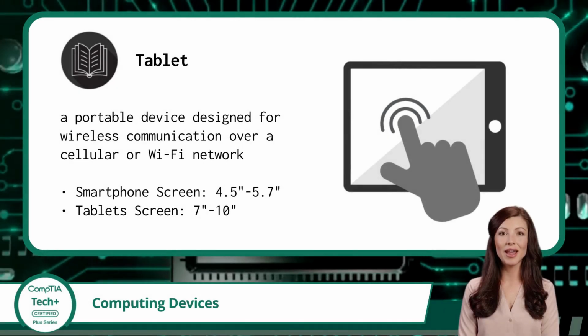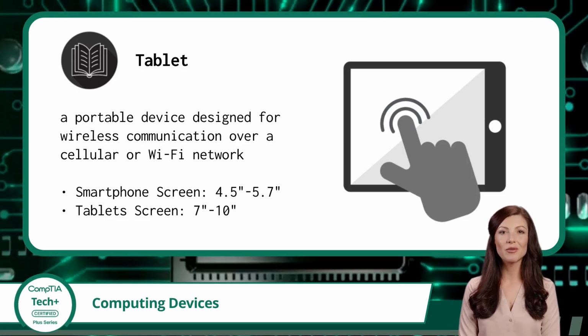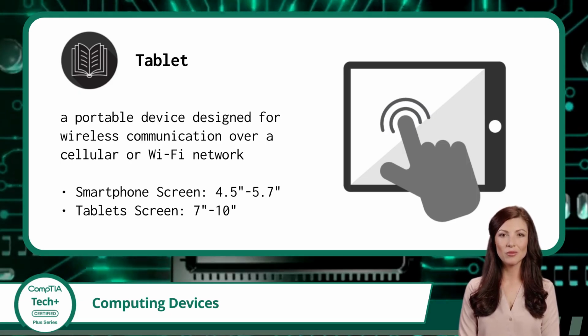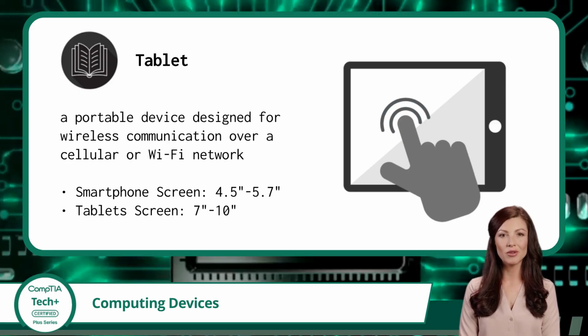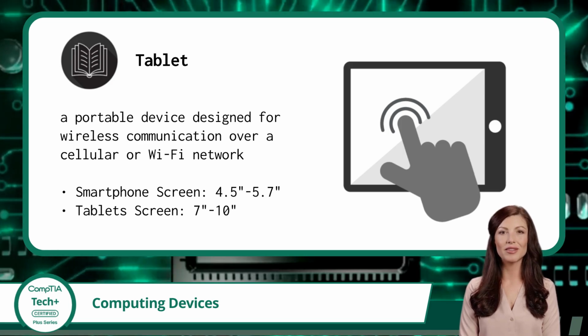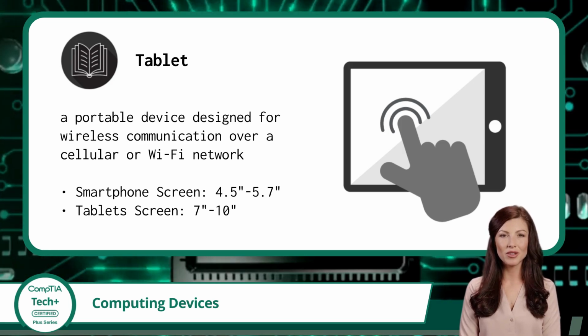Up next is the tablet. A tablet is a portable device designed for wireless communication over a cellular or Wi-Fi network, just like a smartphone. Tablets use compact processors, include internal antennas, and offer very similar functionality. But the key difference lies in the screen size. While smartphones typically range between 4.5 and 5.7 inches, tablets are much larger, usually between 7 and 10 inches or more. This makes tablets great for media consumption, drawing, and mobile productivity.